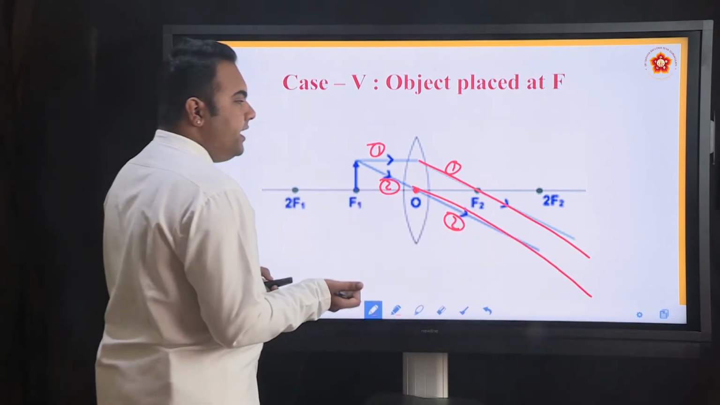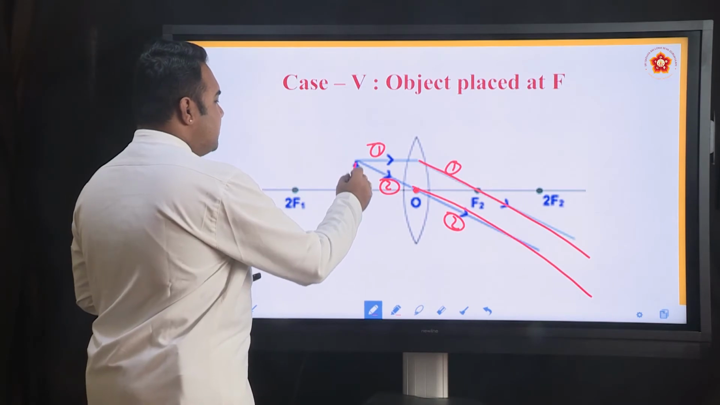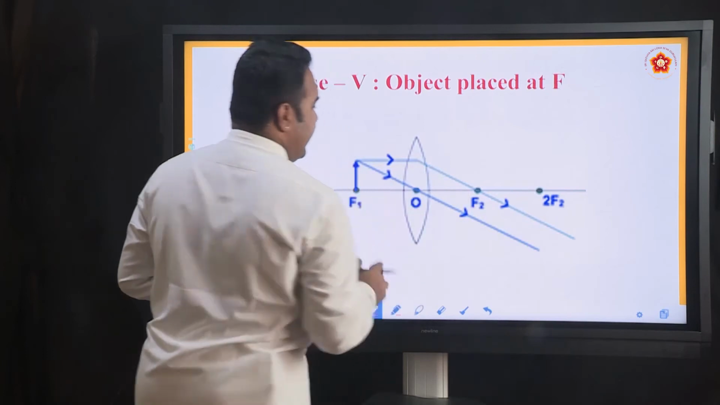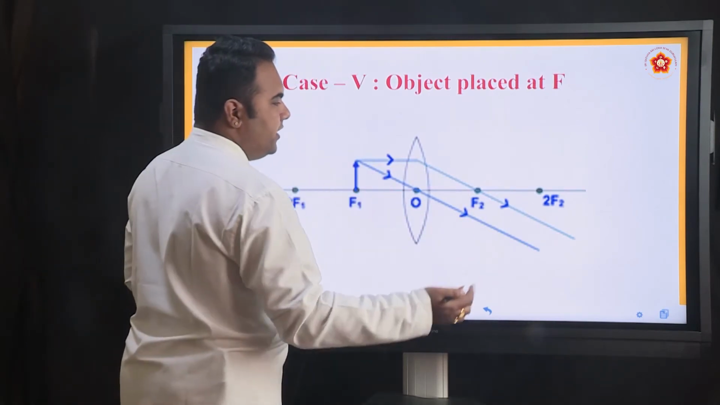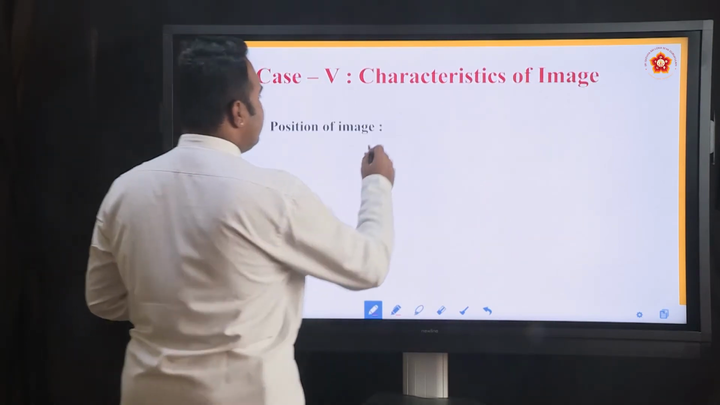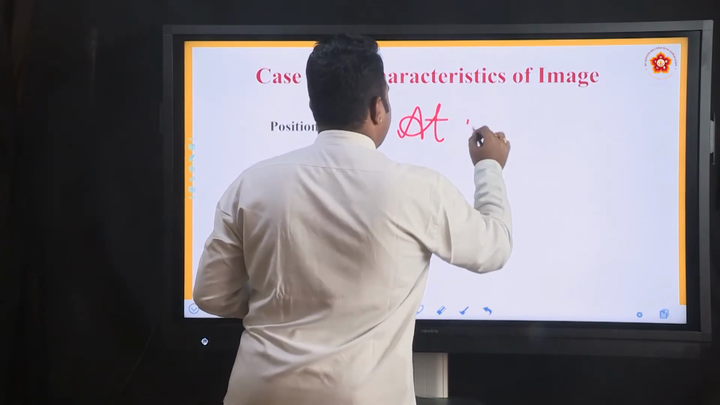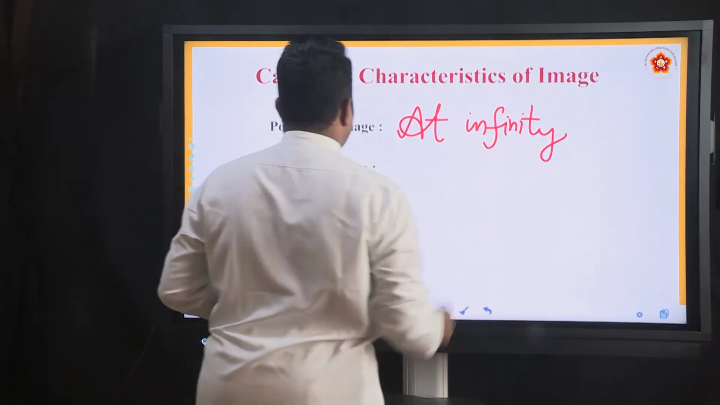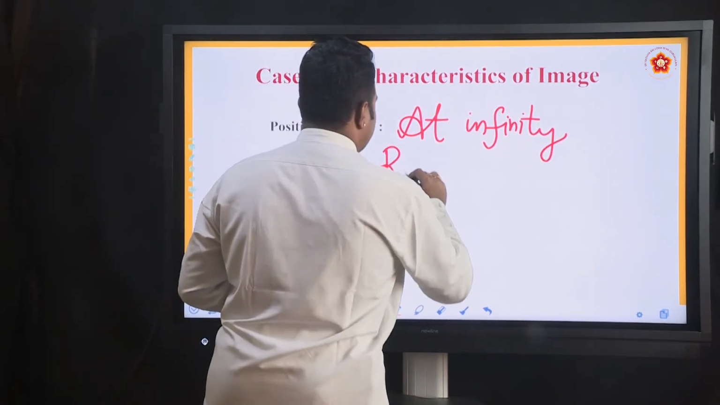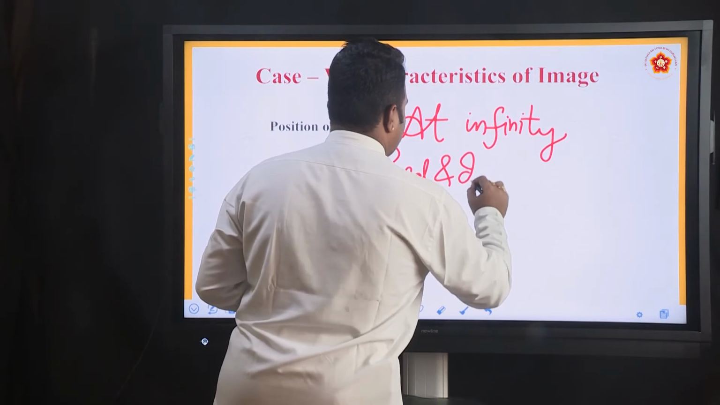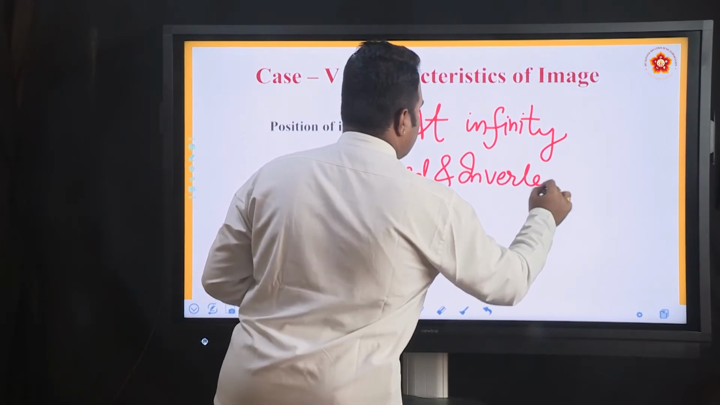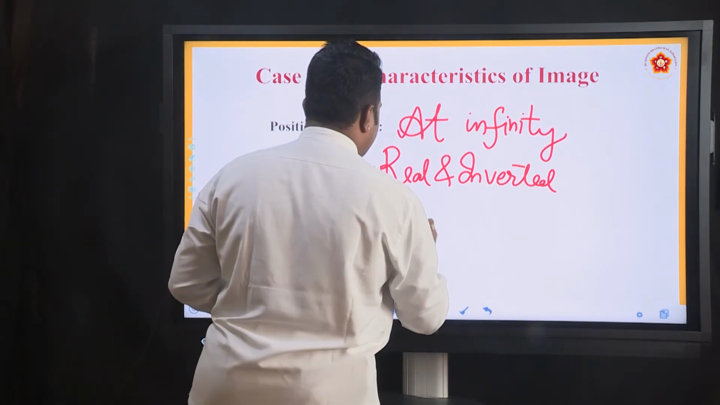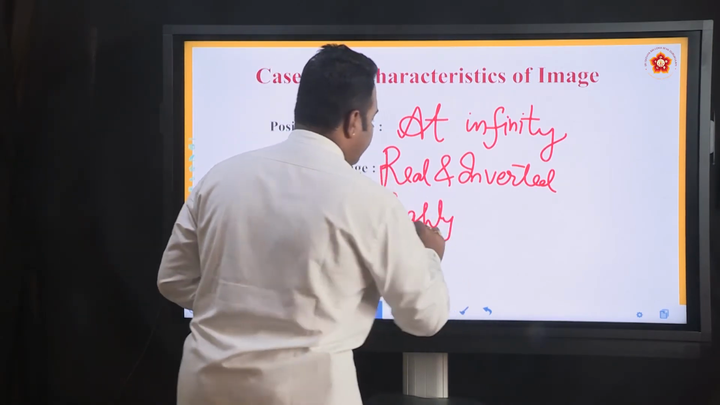It is highly enlarged compared to the size of the object. A real inverted image formed at infinity which is highly enlarged. So position of the image at infinity. Nature of the image, real and inverted. Size of the image, it is highly enlarged.